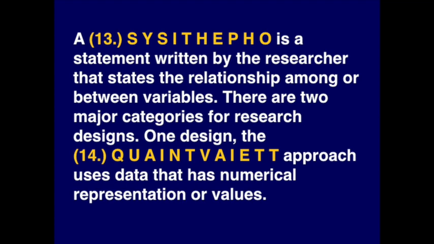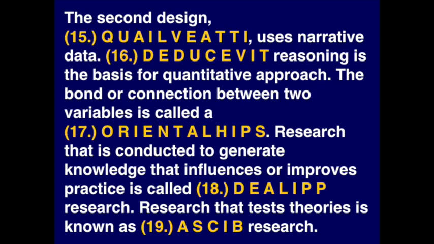There are 2 major categories for research designs. One design, the blank approach, uses data that has numerical representation or values. The second design, blank, uses narrative data. Blank reasoning is the basis for quantitative approach. The bond or connection between 2 variables is called a blank. Research that is conducted to generate knowledge that influences or improves practice is called blank research. Research that tests theories is known as blank research.